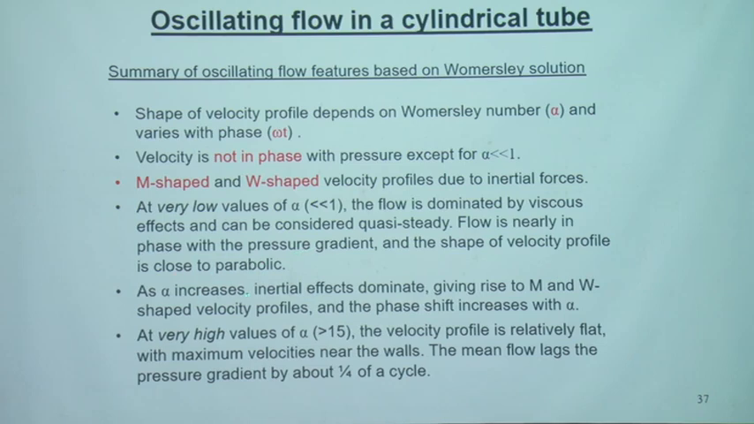When alpha increases, you can see that inertial effects dominate, and this gives rise to the M and W-shaped velocity profiles, and the phase shift increases with alpha. And also at very high values of alpha, the velocity profile is relatively flat. Maximum velocity happens near the wall rather than at the center of the pipe. And the mean flow lags the pressure gradient by almost a quarter of the cycle.